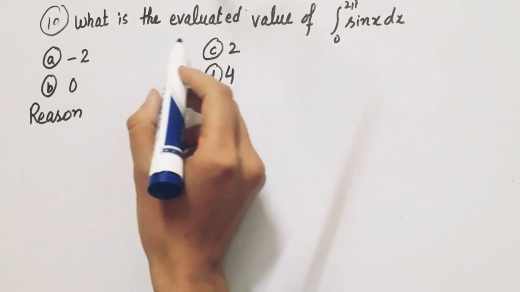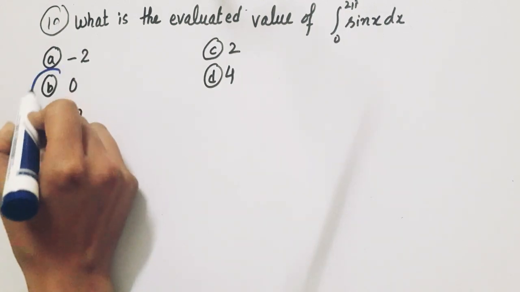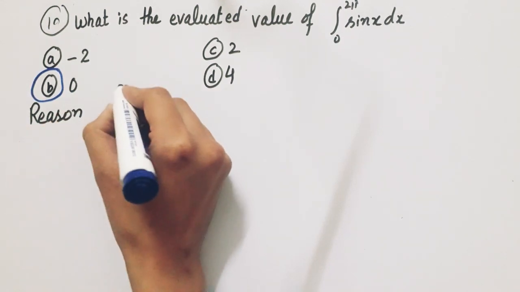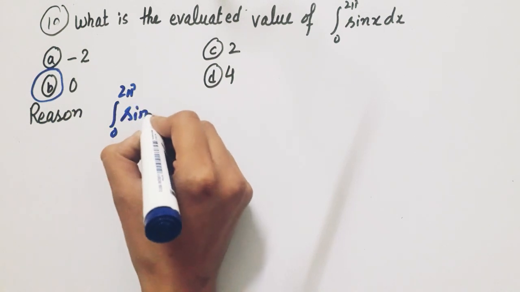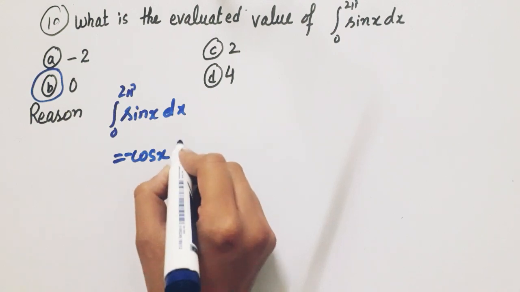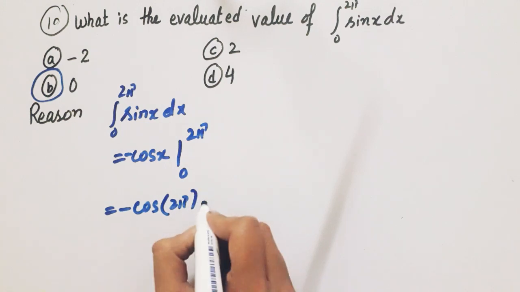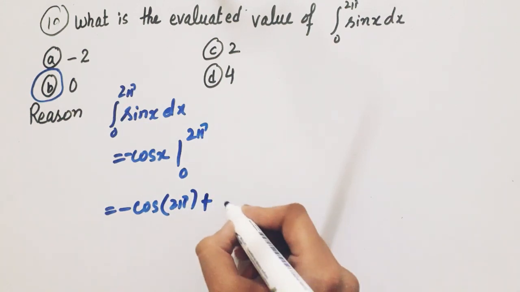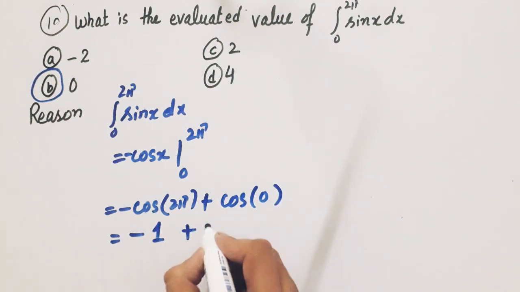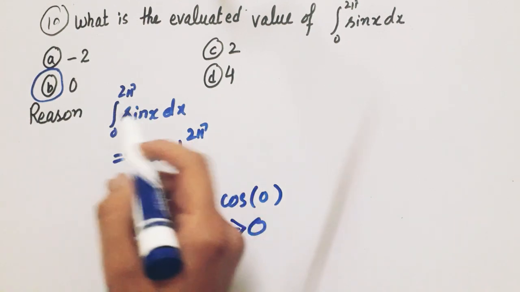Now MCQ 10 is what is the evaluated value of integral from 0 to 2 pi sin x dx. So the right answer is B. Now the reason behind this is, first of all you will integrate from 0 to 2 pi sin x dx, which is equal to minus cos of x, and limits are from 0 to 2 pi. So minus cos of 2 pi, minus minus will become plus cos of 0. So this is equal to minus 1 and this is equal to plus 1. So value is equal to 0. So our answer is equal to 0.